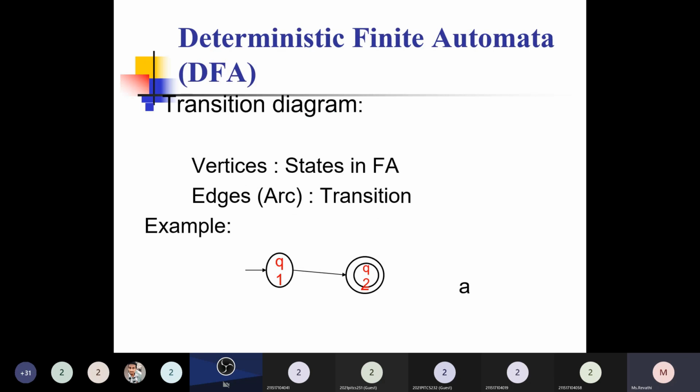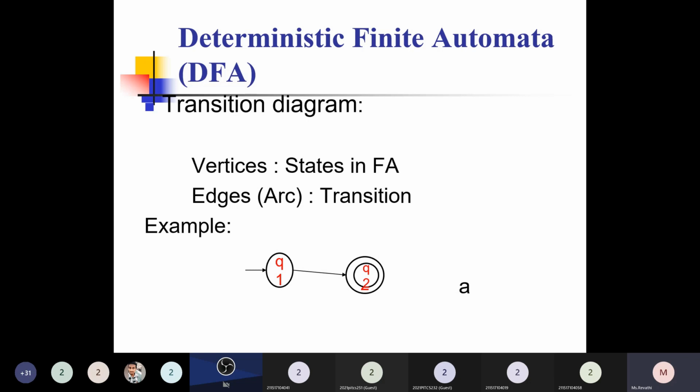And see, this is an example of our DFA. Q1 is the initial state, Q2 is the final state. As we know, an arrow followed by a circle is used to represent the initial state. A double circle is used to represent the final state. We can join the states with the help of edges with some labels. Here A is the label. This is the graphical or transition diagram representation of our DFA.